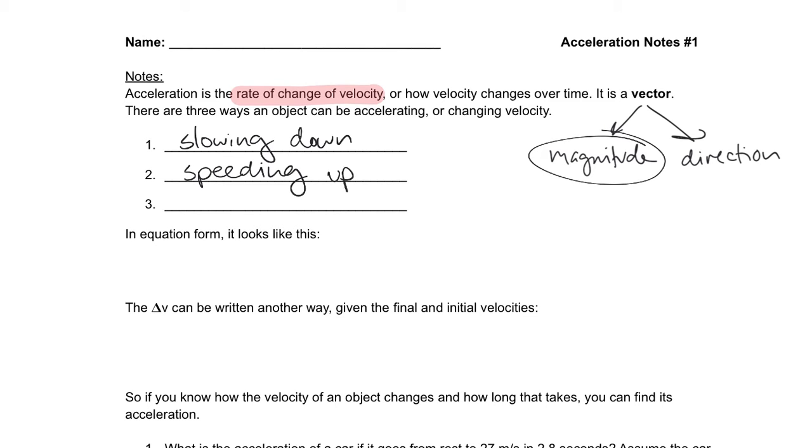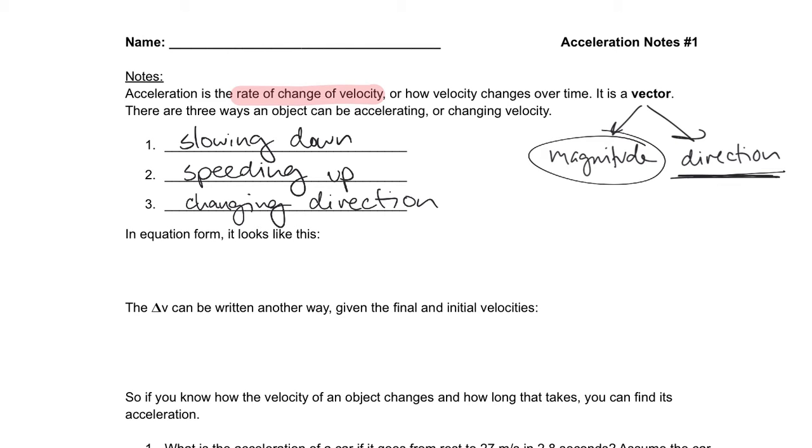Now our third option, most people don't usually consider, and that's the other part of the vector, that is the direction. So you can change the direction of motion of an object, and that also counts as acceleration. So for our third spot here, we can put changing direction. That's like turning on a curve or something like that, where you're not going in a straight line anymore. You are changing your direction. So those are the three options for acceleration.